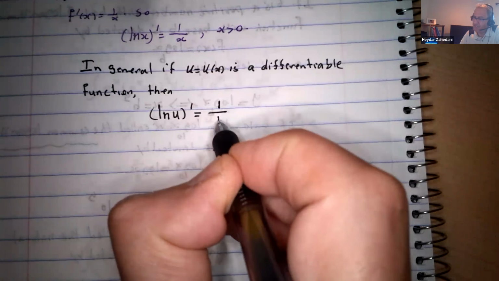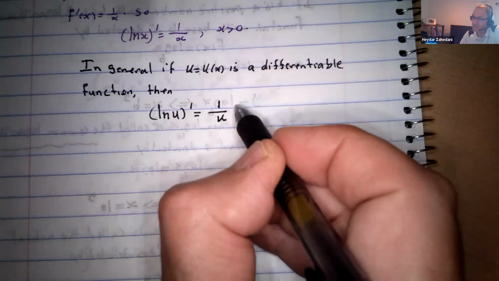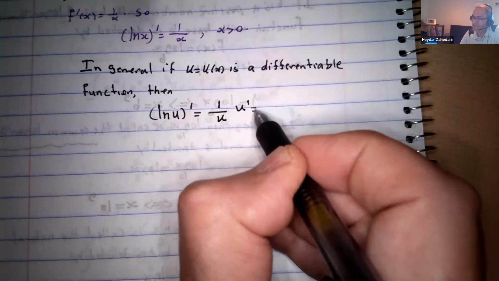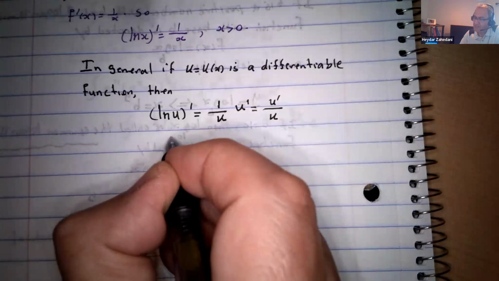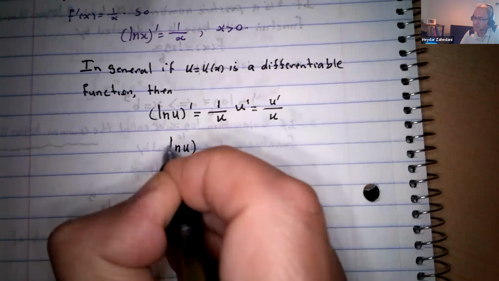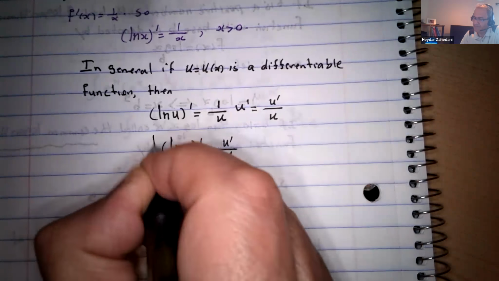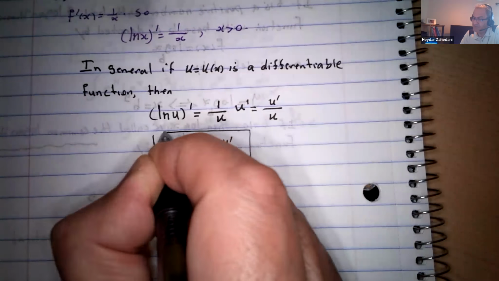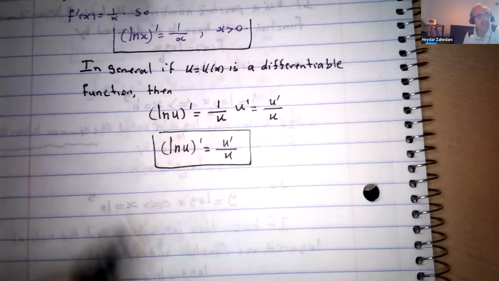And you have to multiply it by the derivative of u, which is u prime. We write it down as u prime over u, a very famous formula. So the derivative of ln u is simply u prime over u. Very famous for calculus 2. Okay, and that's going to be the case.